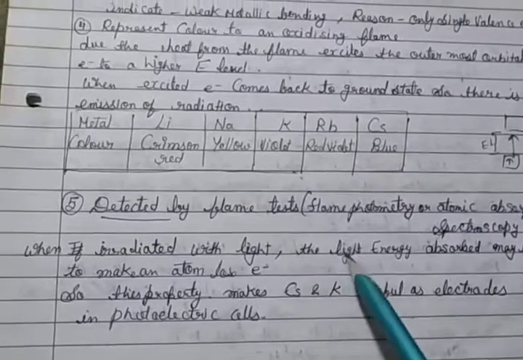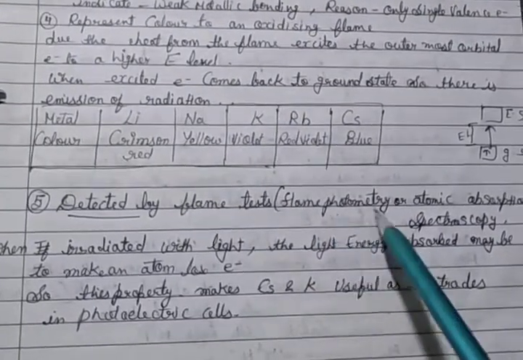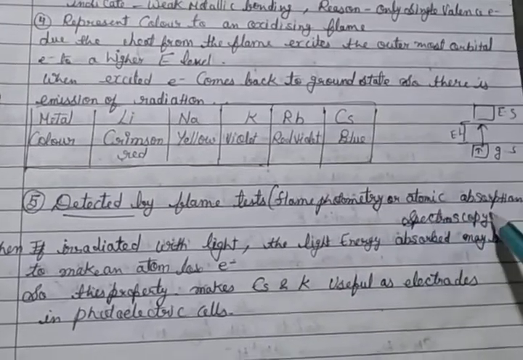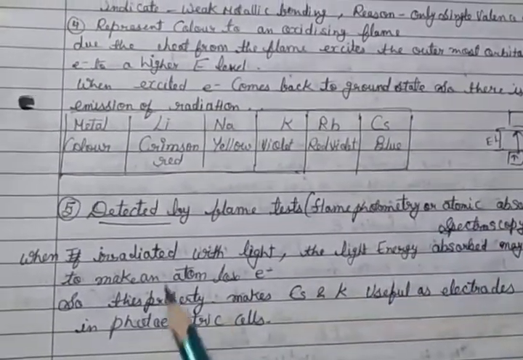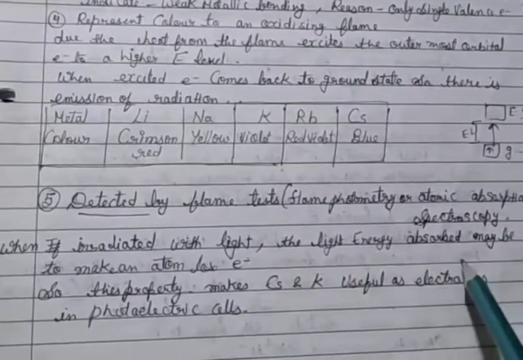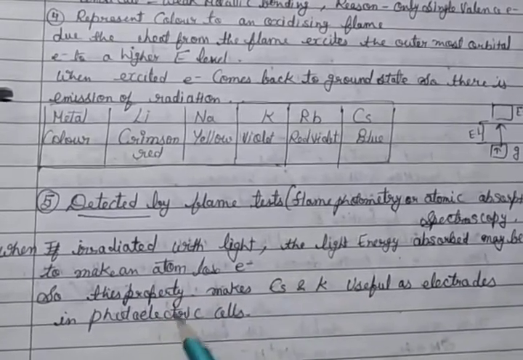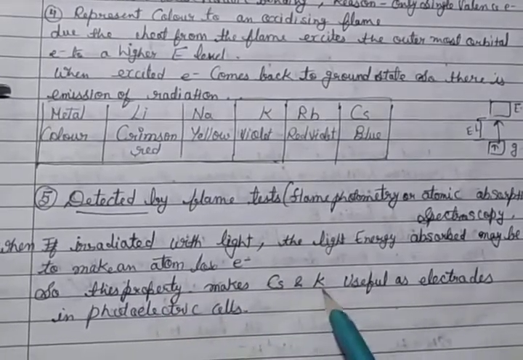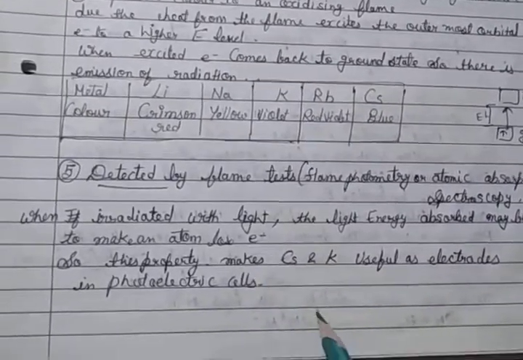Fifth, they are detected by flame test, which is done by flame photometry, otherwise atomic absorption spectroscopy. When irradiated with light, the light energy absorbed may make an atom lose an electron, and this property makes cesium and potassium useful as electrodes in photoelectric cells.